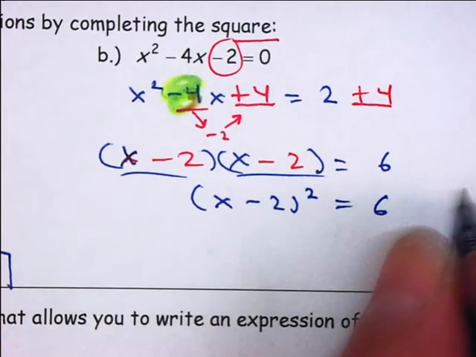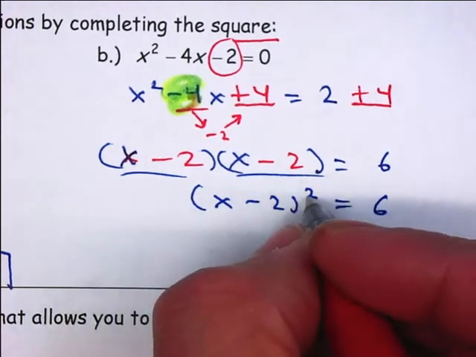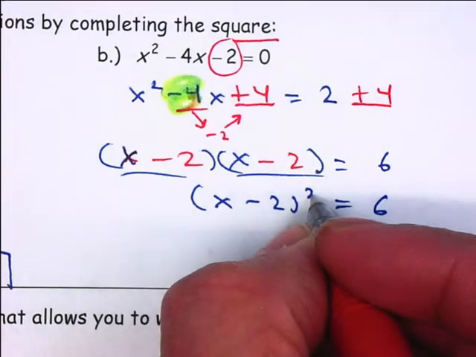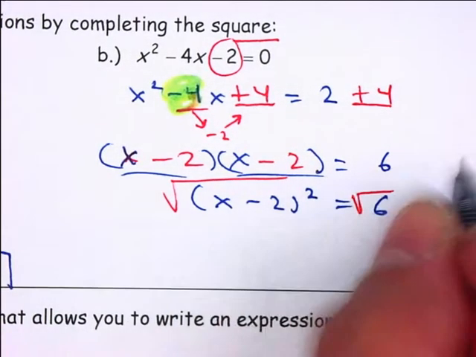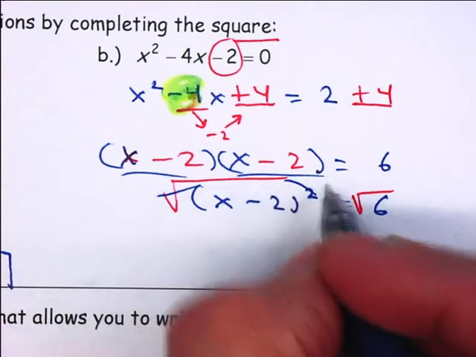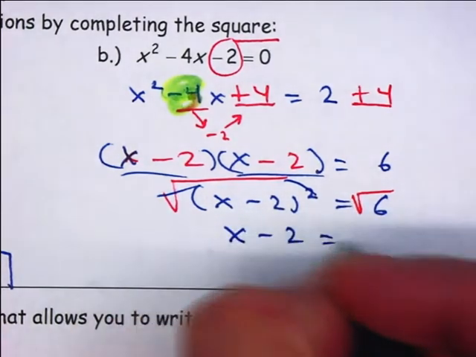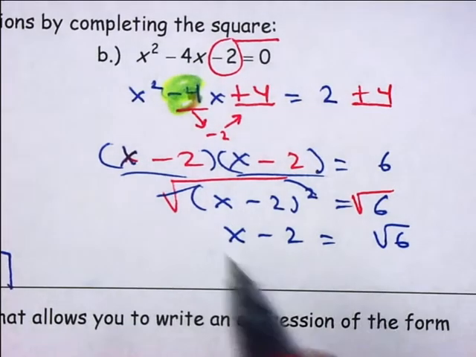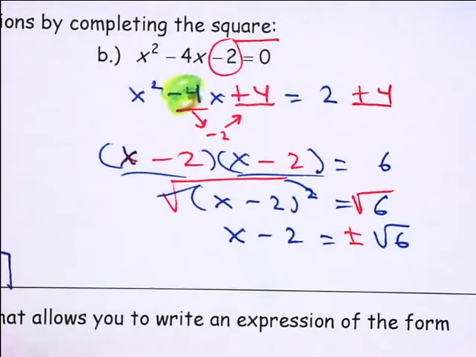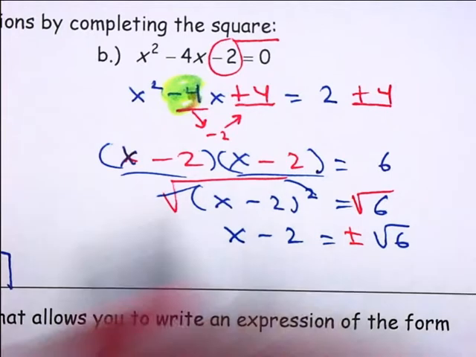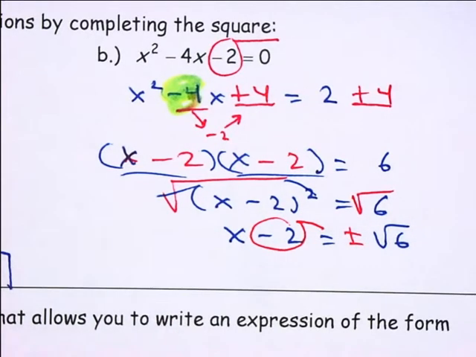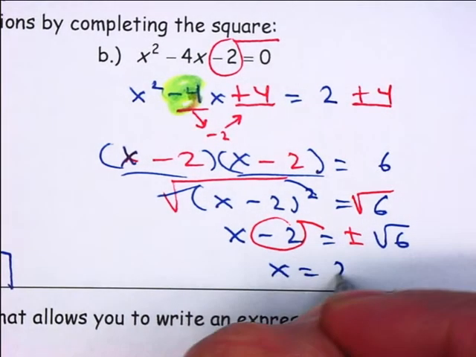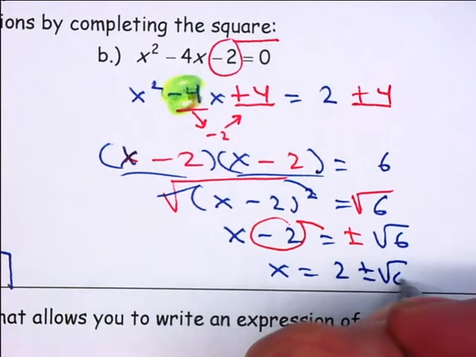It's equal to 6. The inverse of a square is the square root. That will cancel the square. I have x minus 2 is equal to the square root of 6. And what did I forget? Correct. Plus or minus. And the last step is to move my 2 to the right, becomes a positive. x is equal to 2 plus or minus the square root of 6.